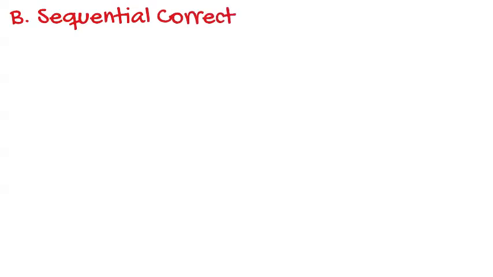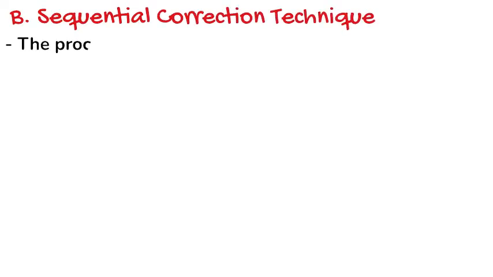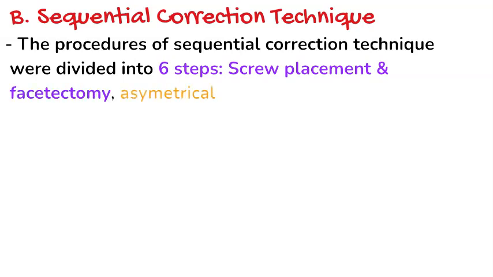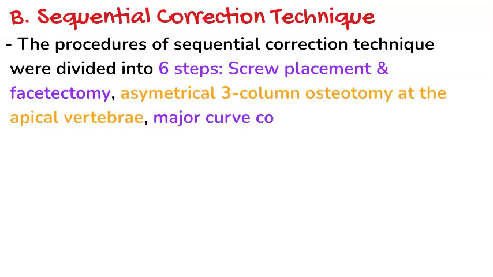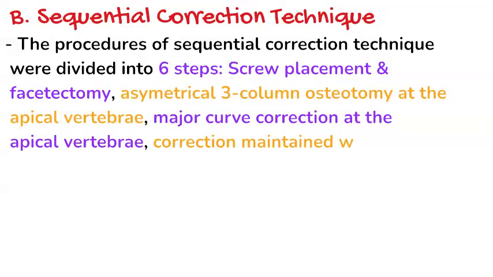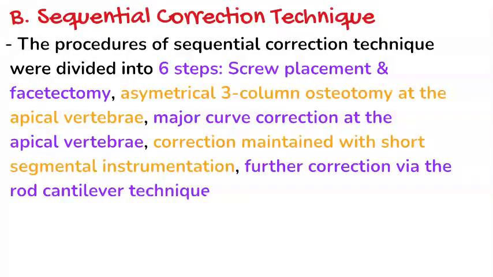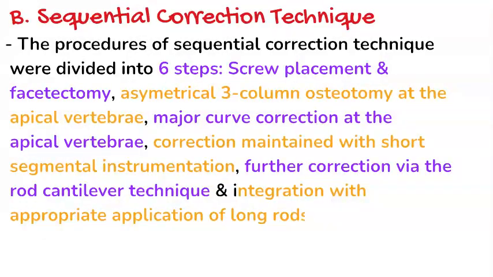Sequential correction technique. The procedures of the sequential correction technique were divided into 6 steps: screw placement and facetectomy, asymmetrical 3-column osteotomy at the apical vertebrae, major curve correction at the apical vertebrae, correction maintained with short segmental instrumentation, further correction via the rod cantilever technique, and integration with appropriate application of long rods.